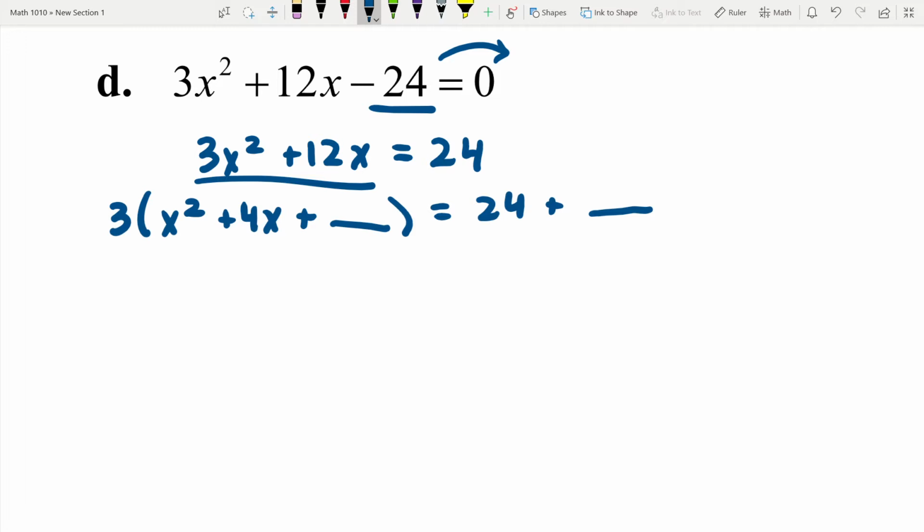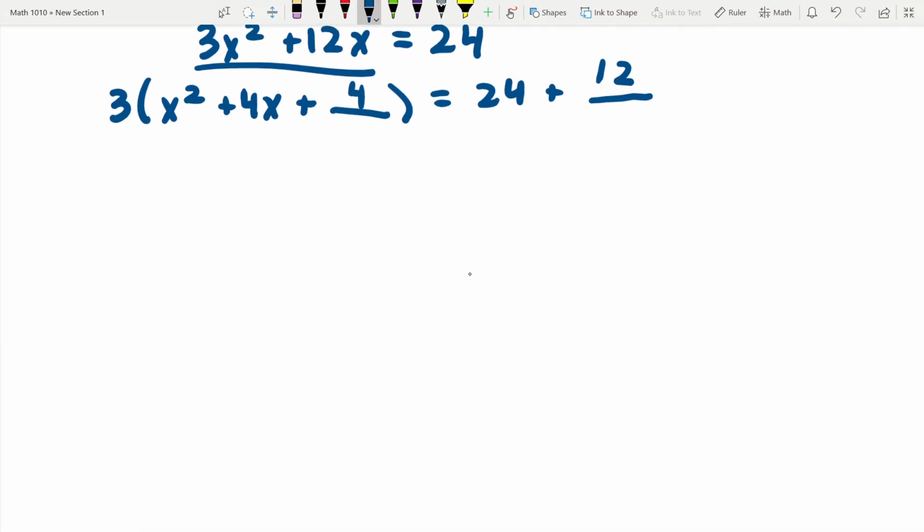Okay, now let's fill in our blanks. 4 divided by 2 is a 2. 2 squared is a 4. So I'm going to put a 4 right here. I do not balance it with a 4. Somebody tell me what I balance it with. A 12. Yes, 4 times 3 is 12.